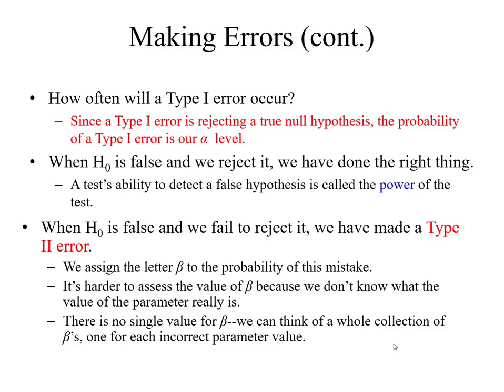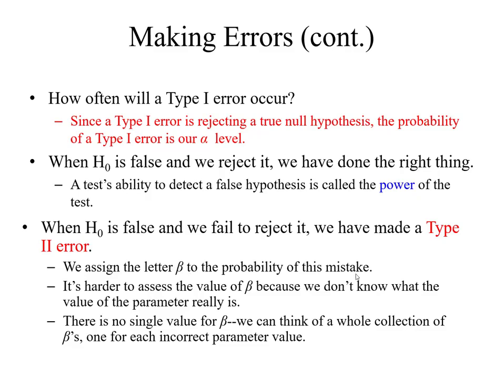When H0 is false and we reject it, we have done the right thing. In the other scenario, if the person is guilty and we consider them guilty, it's good. A test's ability to detect a false hypothesis is called the power of the test. So now we need to conduct a power test, to check whether the acceptance and rejection decision we already made is right or wrong, and how likely that is. When H0 is false and we fail to reject it, we have made a type 2 error. We assign the letter beta to the probability of this mistake.